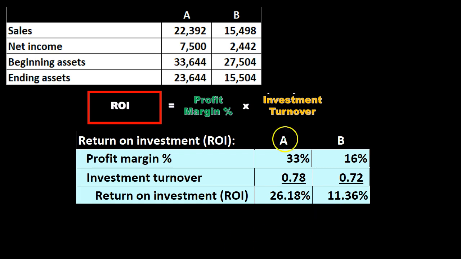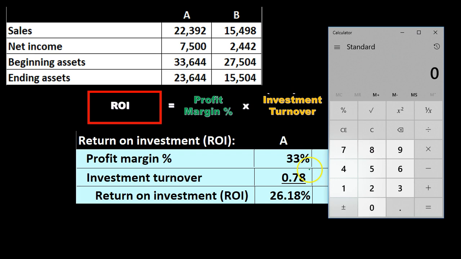Also note, if we were going to be a little more specific on these calculations, remember these are rounded, it's closer to 0.33494 times 0.78172, just so you can see the difference from the rounding, and that's going to be around 26.18.